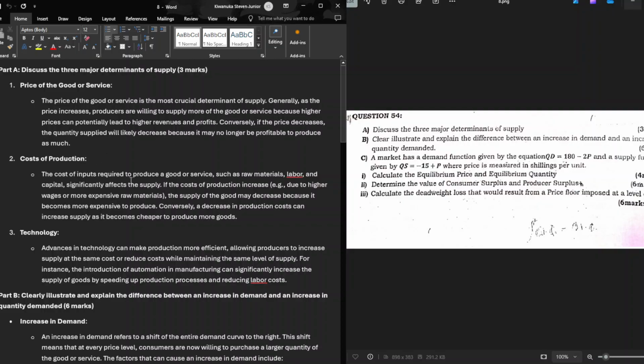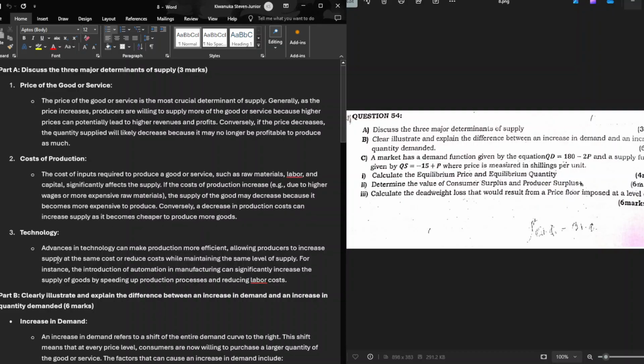The cost of inputs required to produce a good or service, like raw material, capital and labor, affects supply. How? An increase in the cost of production means more is needed to produce the product. The supply of a good may decrease because it becomes expensive to produce it, while a decrease in the cost of production is an increase in supply because it's cheaper to produce that good.